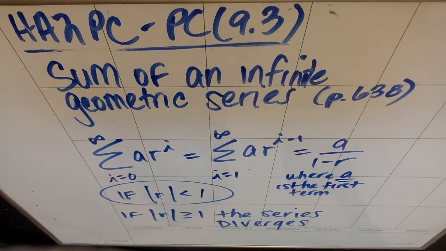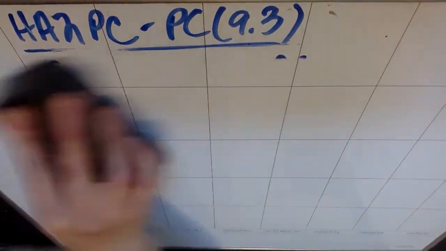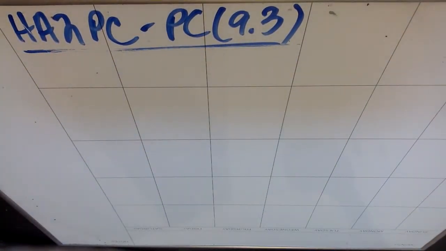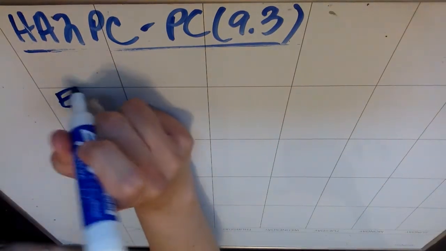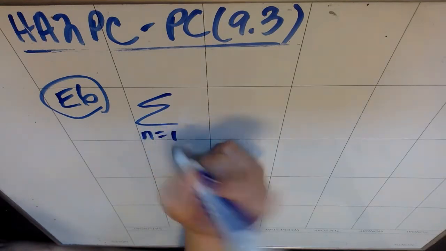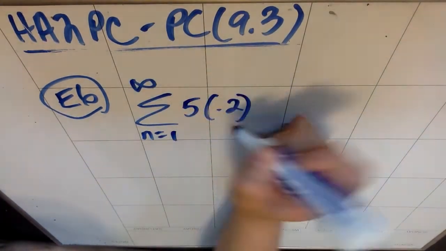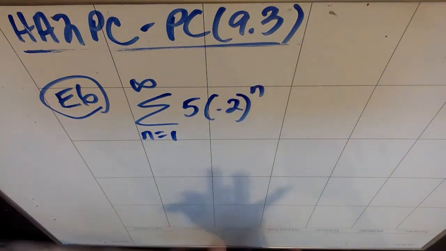Now we're going to go back and find the sum of the same series that we did in the last example, but this time instead of doing from 1 to 10, we're going to do it from 1 to infinity. So in example 5, we used the sum from 1 to 10, but now we're going to do infinity, of 5 times 0.2 to the n. So now we're going to find the infinite sum.